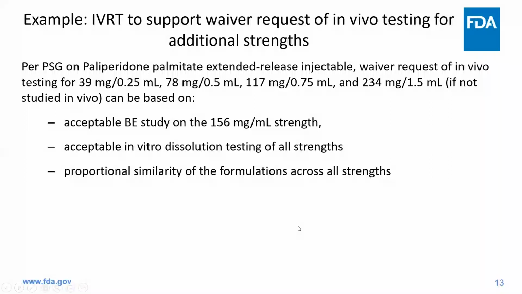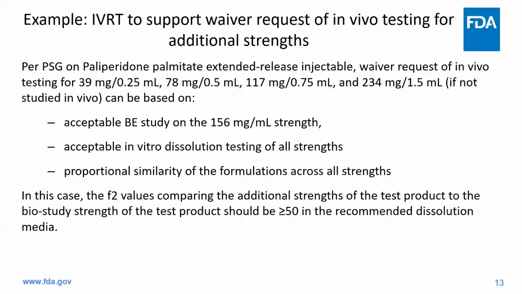So to satisfy the PSG requirement here of acceptable in vitro dissolution testing, one key aspect is that you need to compare the dissolution profiles across all the test products of different strengths, which means that you may want to, for example, use F2 similarity factors to compare these strengths, the test strength that is not used in the bioequivalence study versus the strength used for the bioequivalence study.